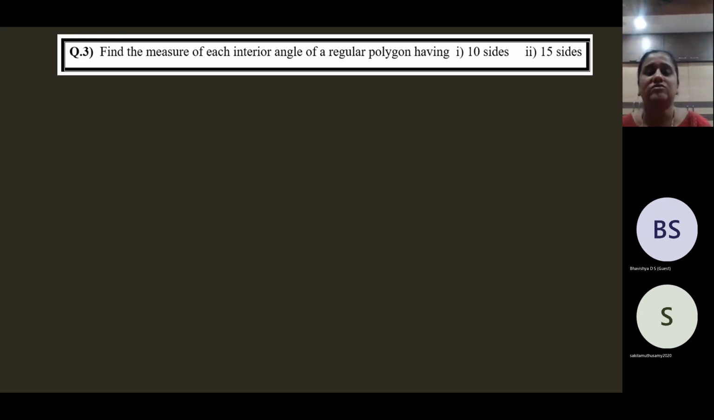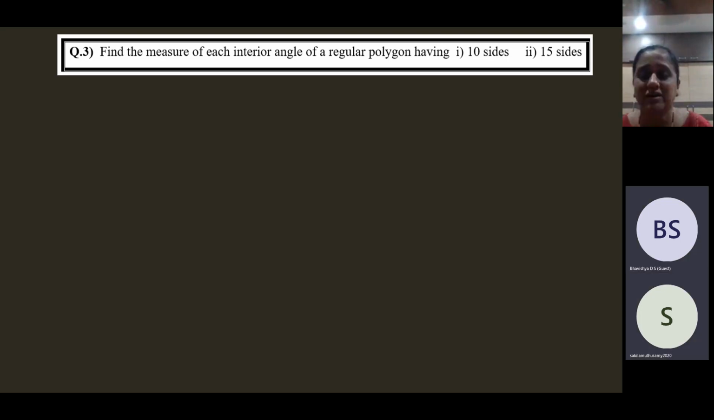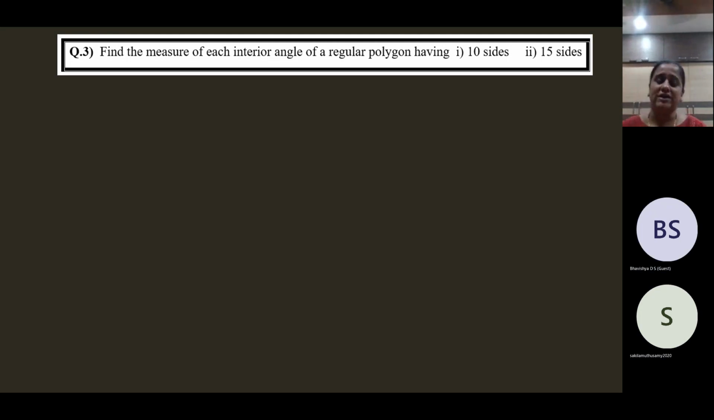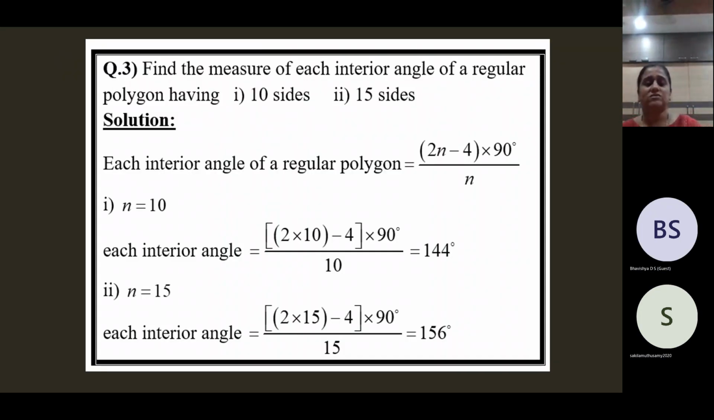Now, this is a regular polygon. So, how do you find each interior angle? n minus 2 into 180 by n. Very good. Please write. Any formula you can use, children. You can use n minus 2 into 180 or 2n minus 4 into 90 by n. Anything is fine.